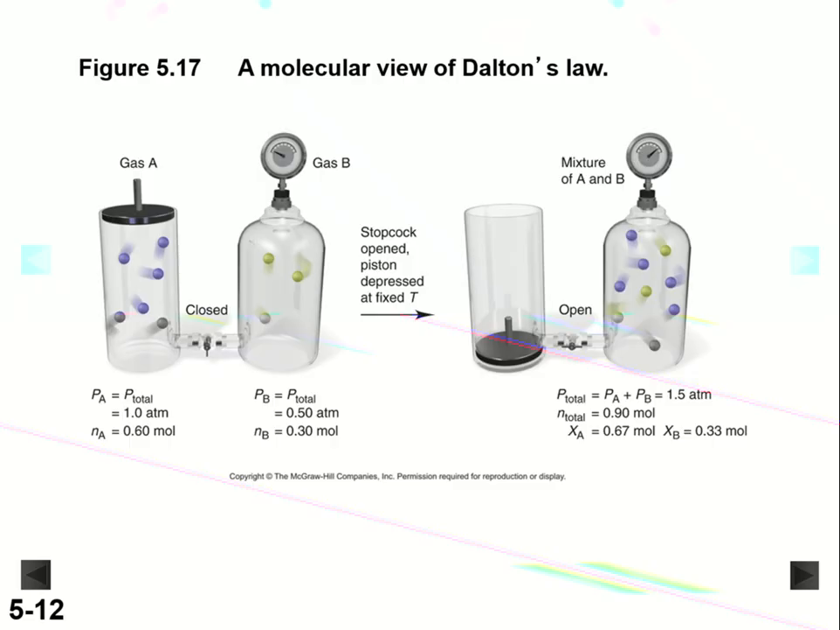We can look at Dalton's law of partial pressures. Each individual gas will exert pressure. If you put both gases together, each one will still continue undergoing collisions with the walls. Therefore, the pressure now will be the sum of the pressures exerted by each individual gas in the mixture.